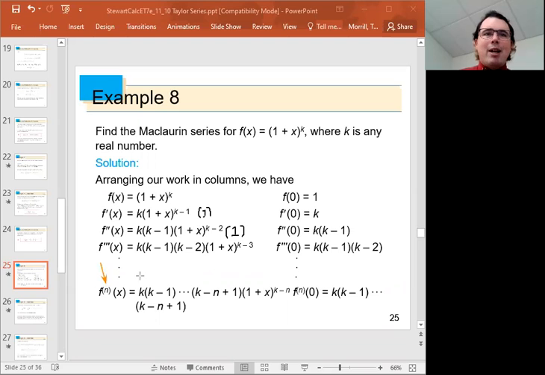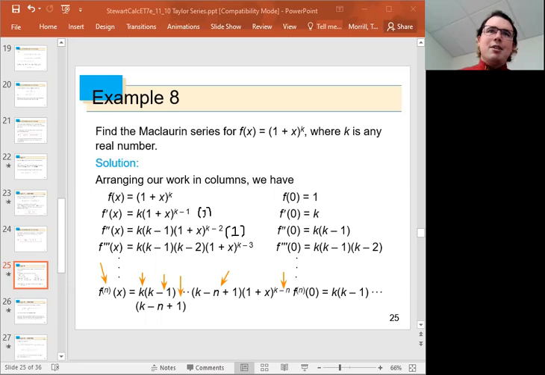So the pattern that I see here is that after taking n of these derivatives, my coefficient is going to be k times k minus 1 times k minus 2 and so on. I will stop when I get to k minus n plus 1. I took the first derivative, I stopped at k minus 1 plus 1, which is just k. After taking the second derivative, I stopped at k minus 2 plus 1, which is k minus 1. So yes, that is in fact the formula I'm looking at. And then my exponent here will be, I'll have 1 plus x raised to the power k minus n.